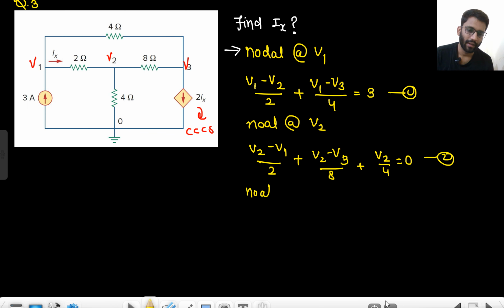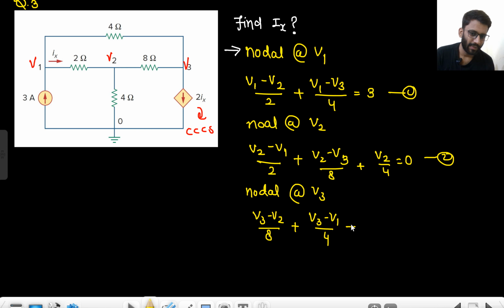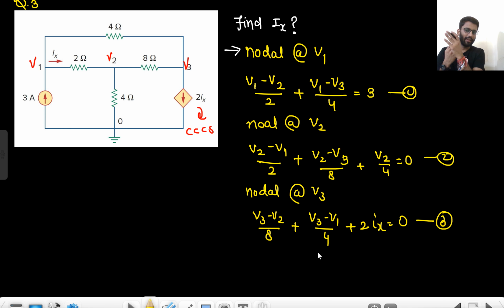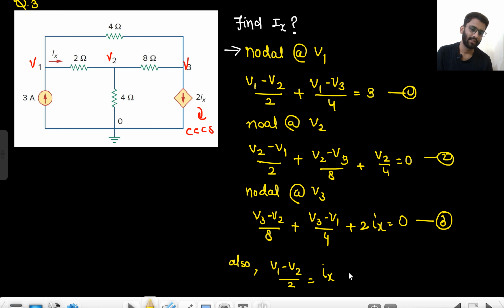Now nodal at V3, that would be V3 minus V2 by 8 plus V3 minus V1 by 4 plus 2Ix equals 0. That is equation 3. V3 minus V2 by 8, V3 minus V1 by 4 are outgoing current, and 2Ix is also outgoing current. Also, what is the value of Ix? Tell me. Ix is V1 minus V2 by 2.